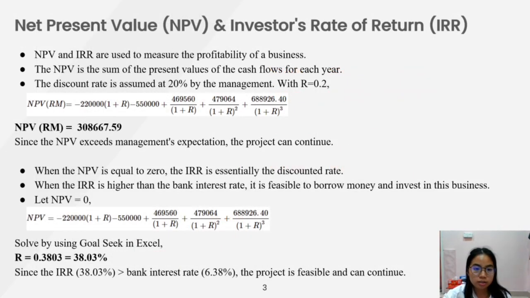Next, to calculate net present value NPV and IRR, we assume the discount rate is 20%, which is 0.2, and this is the formula for NPV, and we get a positive value for NPV, which is 308,667.59. Since the NPV exceeds management's expectation, the project can continue. Then to calculate IRR, we assume the NPV equals 0, and we solve it using Goal Seek in Excel and get 38.03%. Since the IRR is larger than the bank interest rate of 6.38%, the project is feasible and can continue.